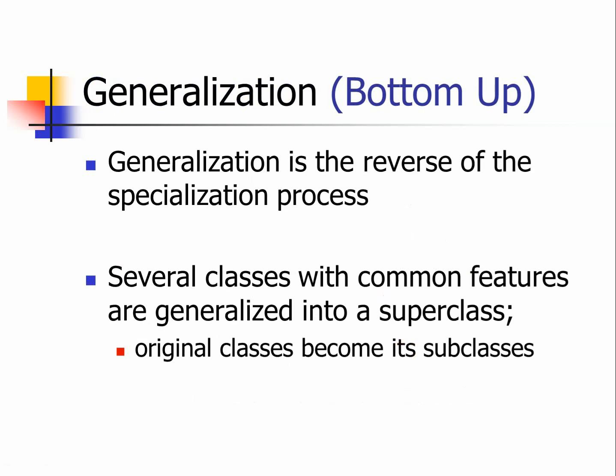Generalization is the reverse direction of specialization. Several classes with common features are generalized into a superclass. So when that is happening, if you try to merge 2 or 3 different things into a superclass, then the original classes become subclasses. Let's take a look at an example.